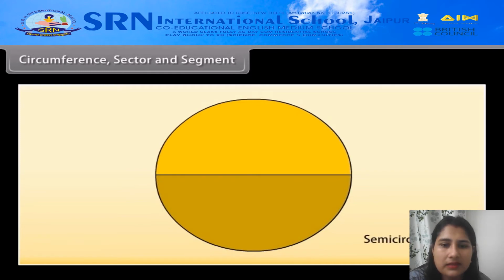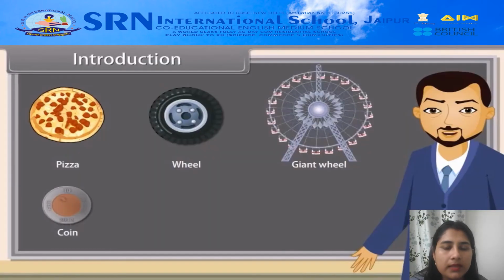What are semicircles? Basically, when a circle is divided into half portions, they are known as semicircles. A circle has two semicircles, semicircle number 1 and semicircle number 2. As you can see in the figure, the darker yellow part and the mustard colored part show the semicircles. So I hope you got the topic very well.